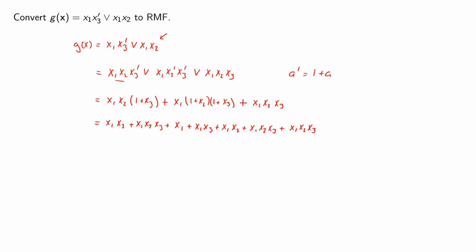So using characteristic 2, these two will cancel out, and we also have x1 x2 here and here, so they will cancel out. And finally in the end we have x1 plus x1 x3 plus x1 x2 x3 again. So this was our third way of writing the function in the Reed-Muller canonical form.